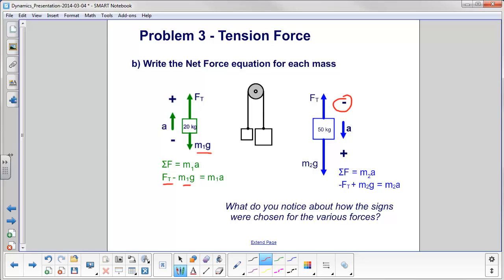So the question at the bottom, what do you notice about how the signs were chosen for the various forces? Just think about that for a minute. If the force is in the direction of the acceleration, it will be positive. If the force is opposite the direction of the acceleration, it will be negative.